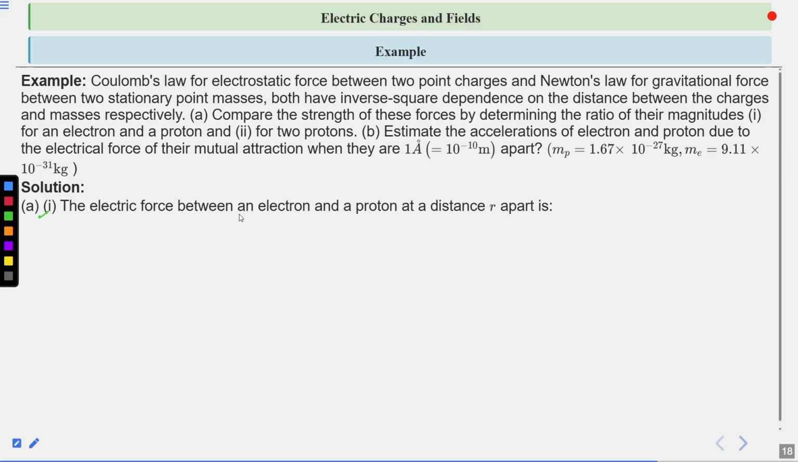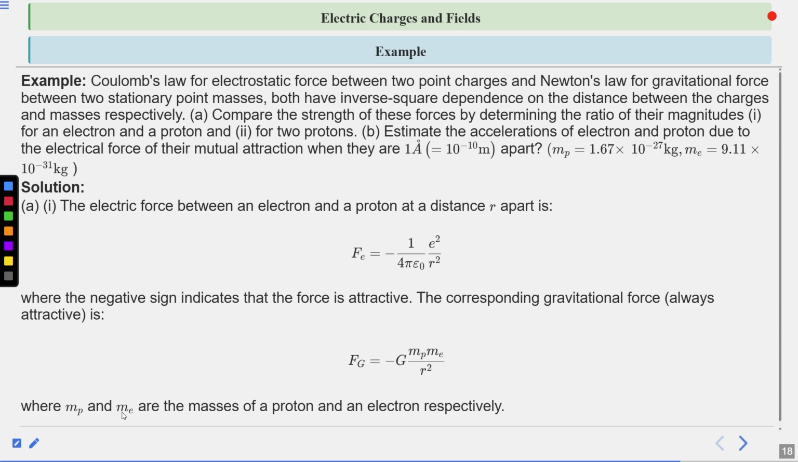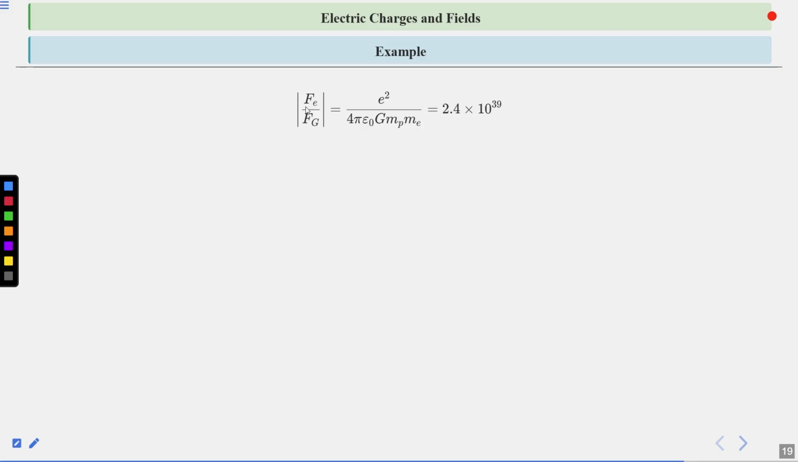First, the electric force between an electron and proton at a distance r apart is Fe equal to 1 upon 4 pi epsilon naught, e square divided by R square, with negative sign. This is the electric force between electron and proton, where the negative sign indicates the force is attractive. The corresponding gravitational force, always attractive, is Fg equal to minus G mp me divided by R square, where mp and me are the masses of proton and electron respectively. So their magnitude ratio, e square divided by 4 pi epsilon naught G mp me, is equal to 2.4 into 10 raised to the power 39.